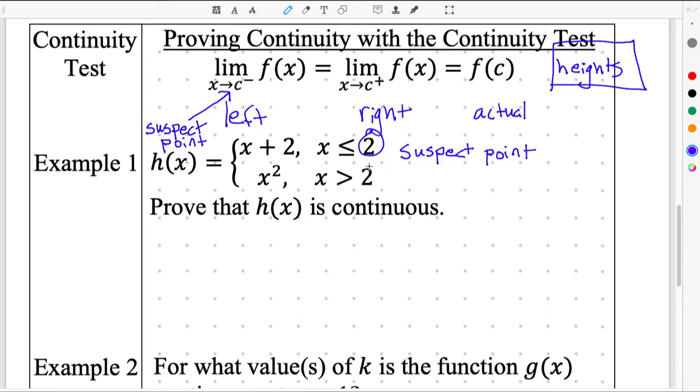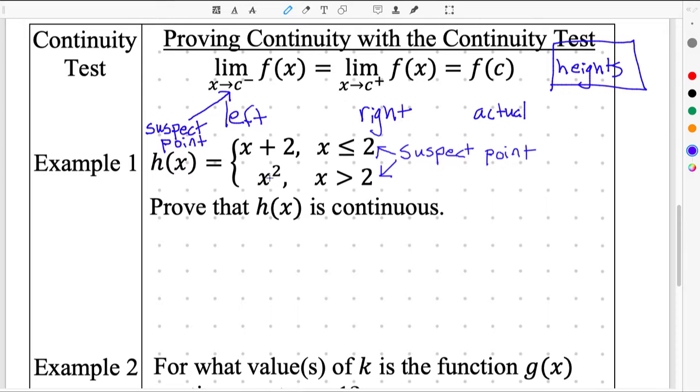This 2 right here and this 2 right here, those are our suspect points. It's the same point. This number will always be the same. The same from the left of that point and the right of that point, these functions happen. And what happens at that point, because we have an equal sign here as well? What is happening at that suspect point? We don't know, so let's prove it using the continuity test.